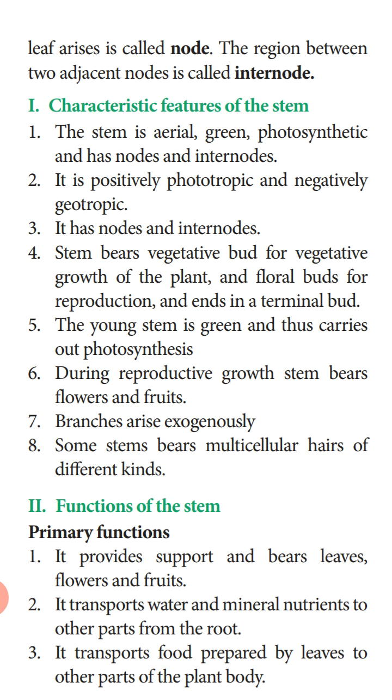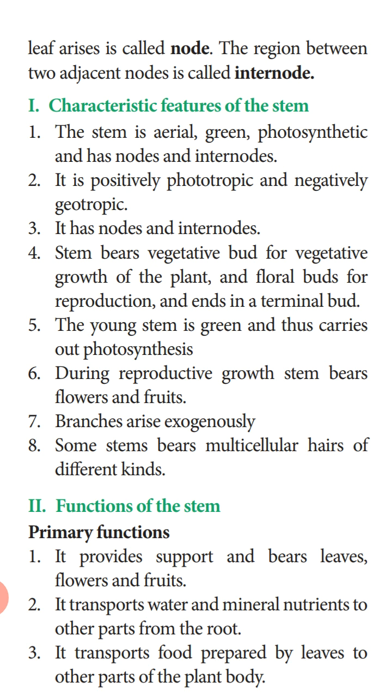So in the stem we can find vegetative buds, floral buds, and terminal buds. The vegetative buds are meant for the vegetative growth of the plant, that is, increase in the height of the plant and development of leaves, branches, etc. The floral buds are also present on the stem, and are meant for the development of flowers. At the end of the tip of the stem, the terminal bud helps in elongation.